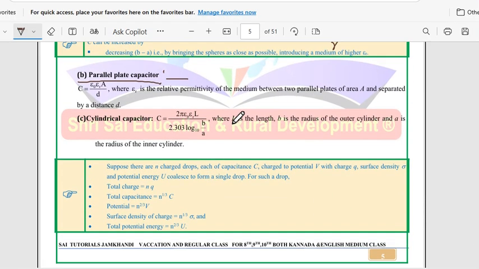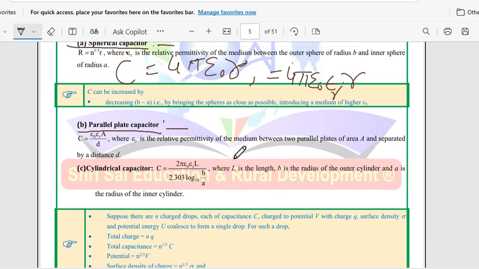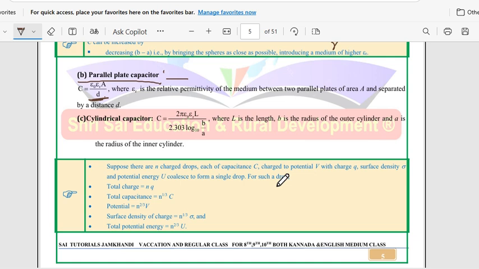Now, if you consider this in a medium, so C can become epsilon naught into epsilon r into A divided by d, where epsilon r is the relative permittivity of the medium between the two parallel plates of area A and separated by a distance small d. Okay, if you go on substituting further, this is enough for your syllabus.